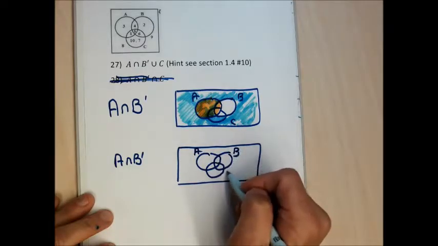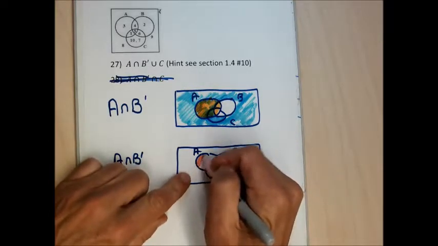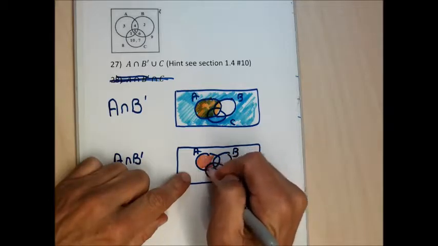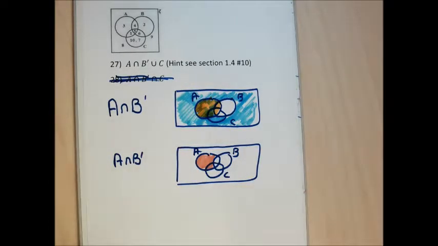In intersections where you have both colors, and it looks to me like I have both colors in this region right here and that region right there. So there's my picture of A intersection B complement.